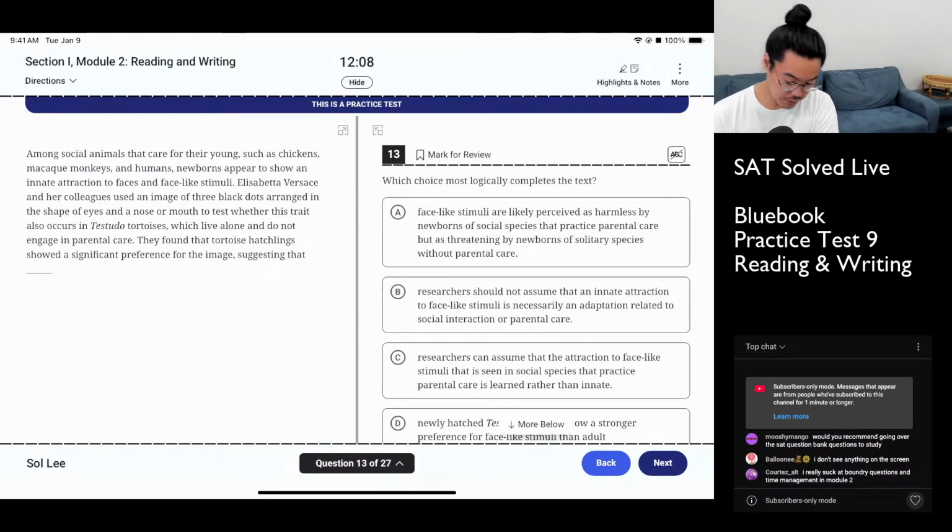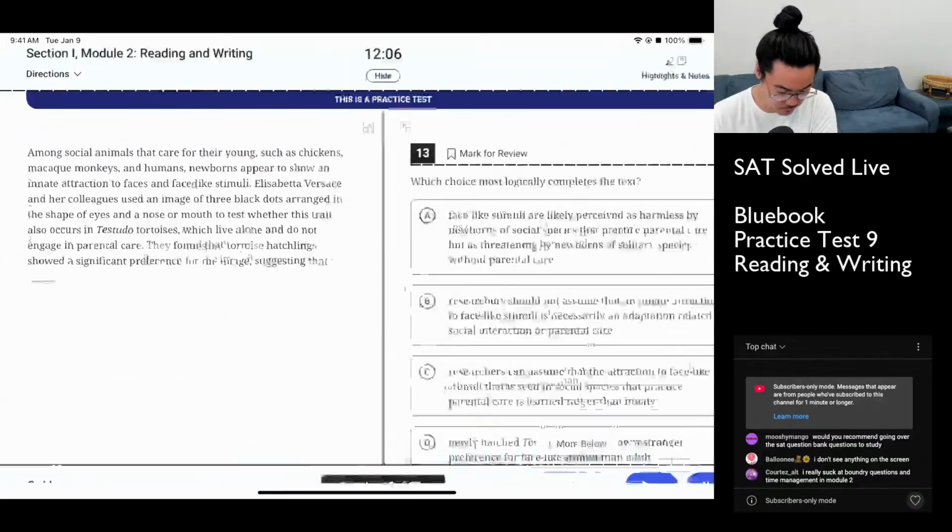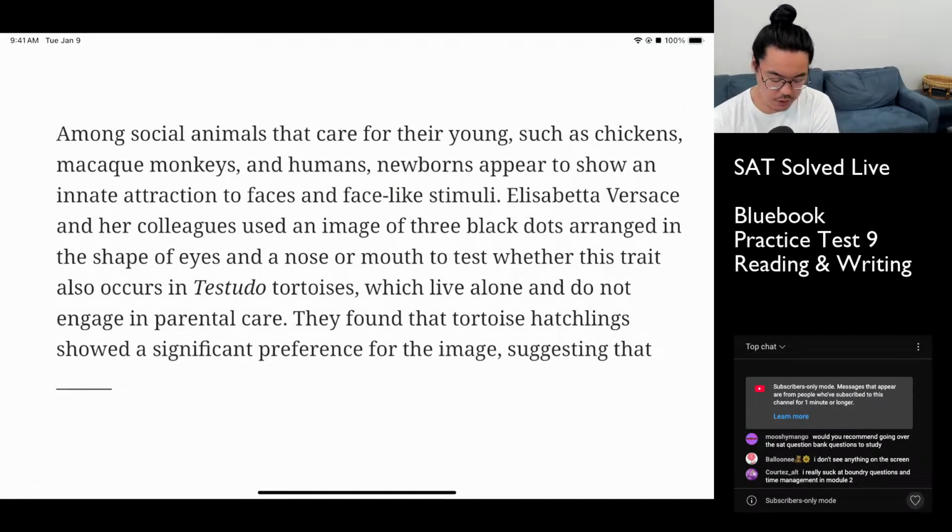Okay, 13. Here we go. How much time? We have 12 minutes left. I'm taking too much time. Among social animals that care for their young, newborns have an attraction to faces. Okay.